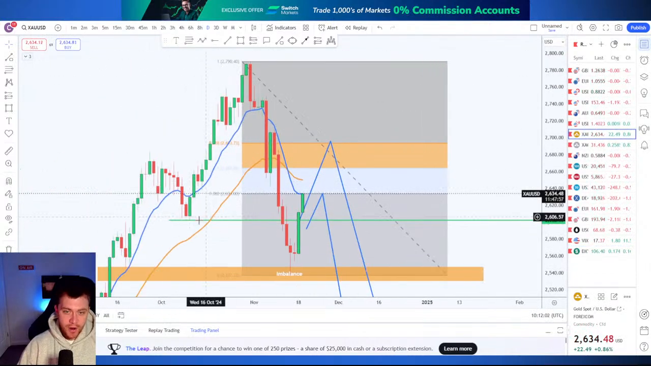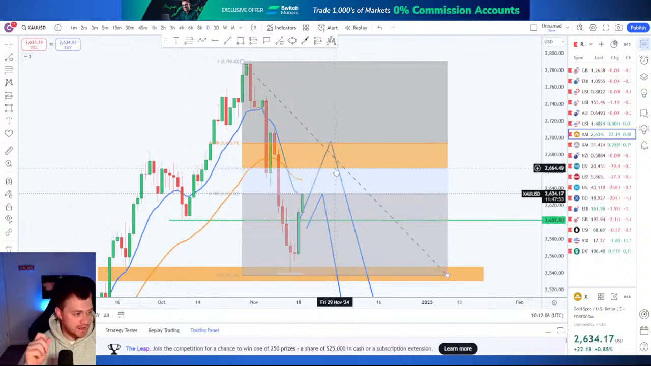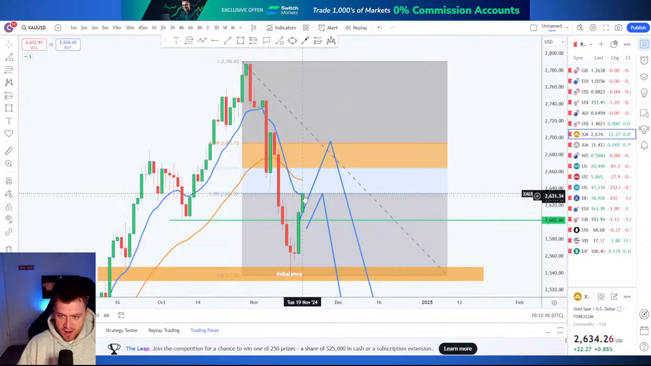However, we are, in my opinion, bearish because we broke down below this low, so I am actively looking for selling points. Could we rally up to the 2650 area? I think if we get a daily close above this 38.2, then most definitely.